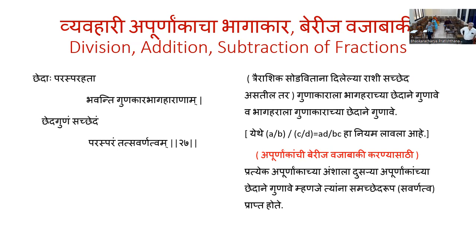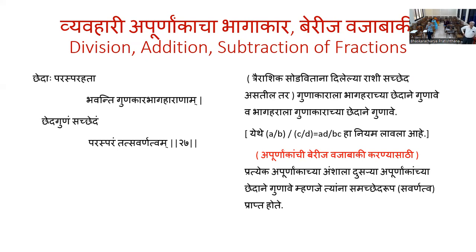Paraspara is actually numerator and denominator, they are multiplied by each other. So numerator of one is multiplied by the denominator of the other, and so on. So this is AD upon BC. If you know it, then you can use this to just remember it.